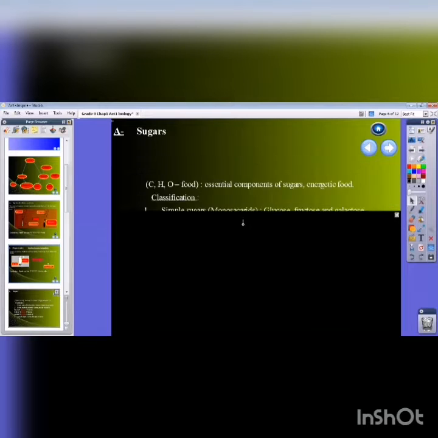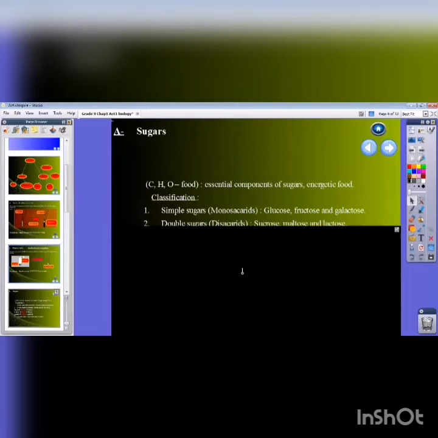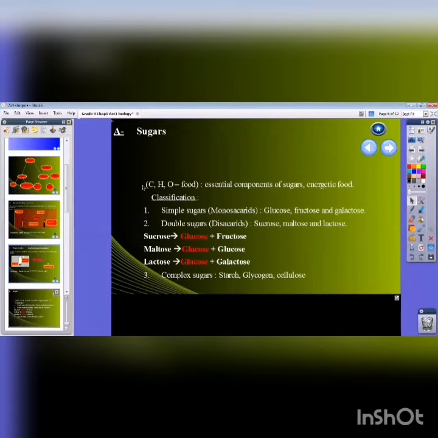Organic food, as we said previously, is made up of sugars. Sugars are the main constituents of sugar, made up of three elements, C, H, and O. It's an energetic food. It is classified into three classes: simple sugars, made up of one unit of sugar, the monosaccharides, such as glucose, fructose, and galactose.